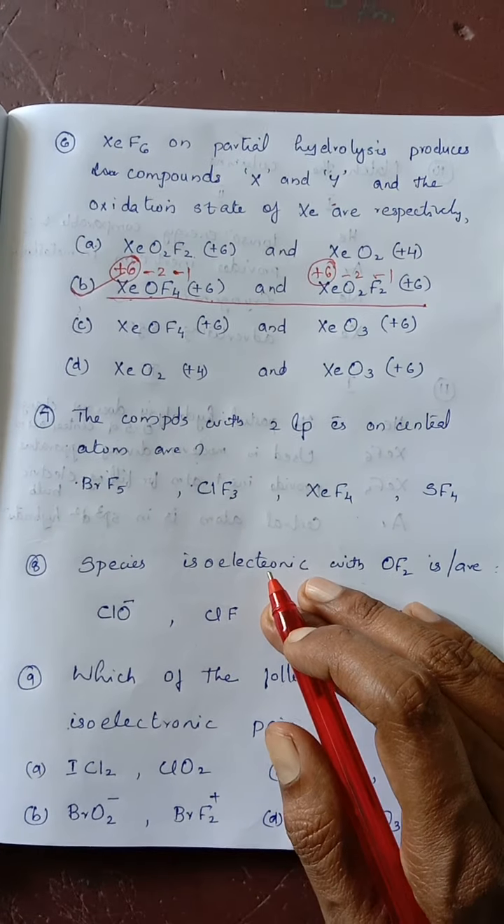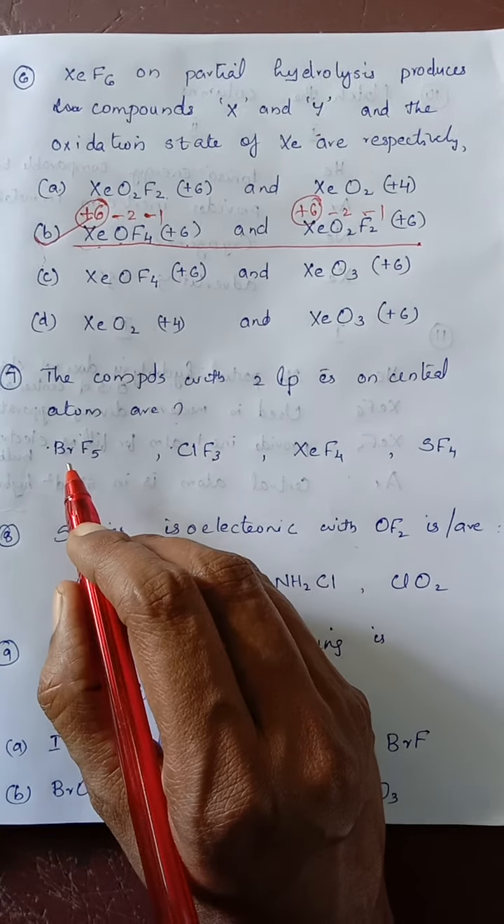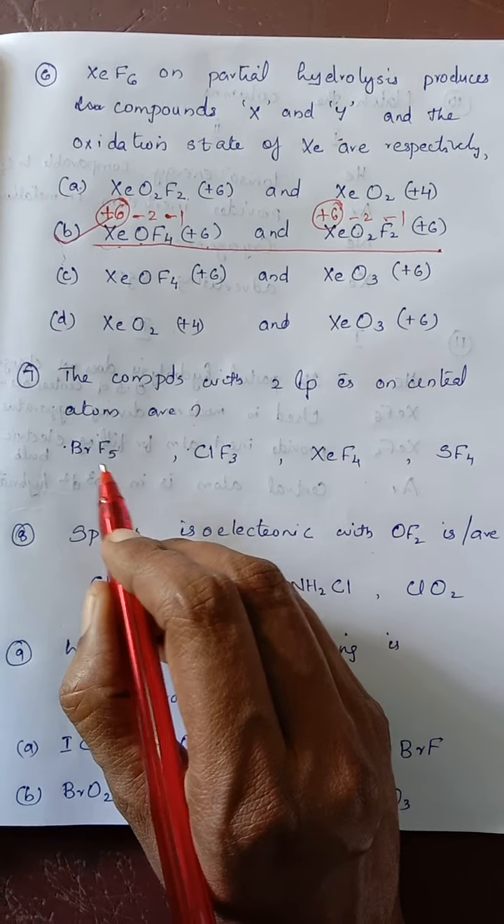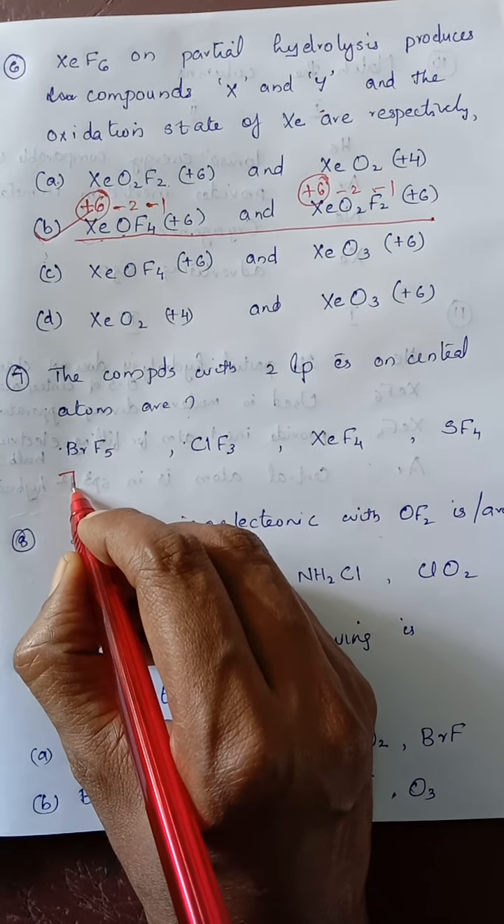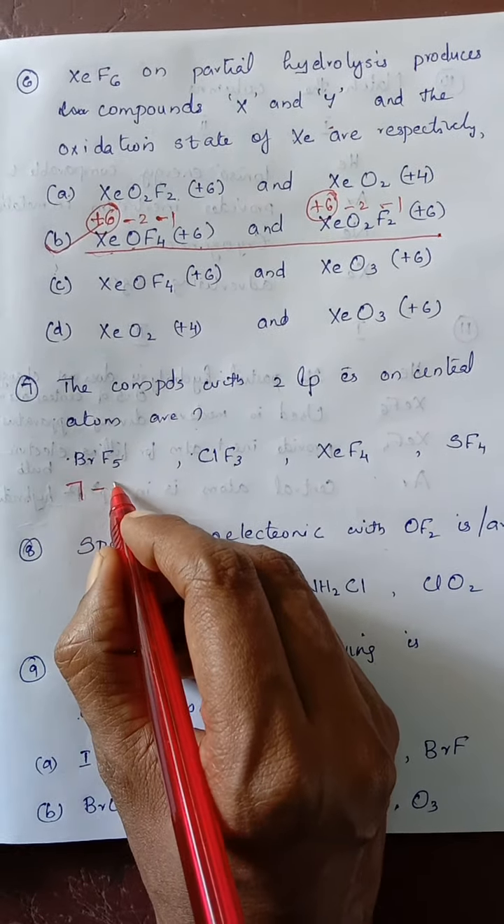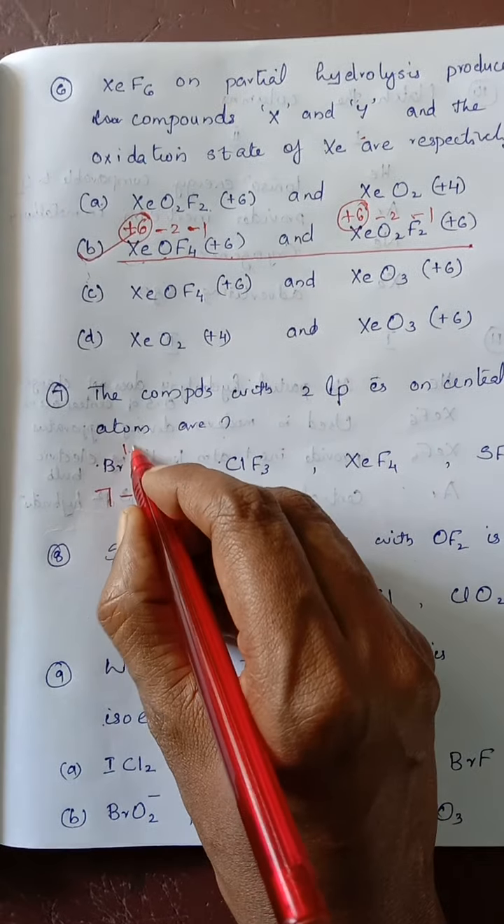Which compound has 2 lone pair electrons on the central atom? First, BrF5. Bromine is a halogen, with 7 valence electrons. Out of 7 it uses 5 electrons for bonding. So the remaining 2 electrons, that means 1 lone pair.